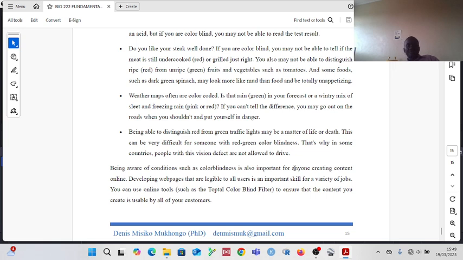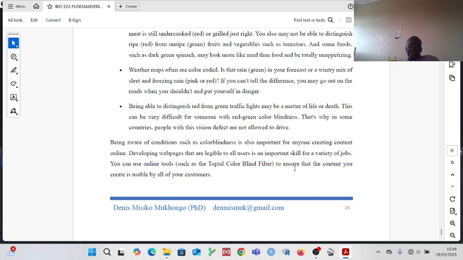But the bottom line is that inheritance patterns will depend on whether the gene is located on the autosome or on the sex chromosome. That is what is important. Then when you are using a pedigree or a Punnett square, they help you to study those patterns of inheritance.